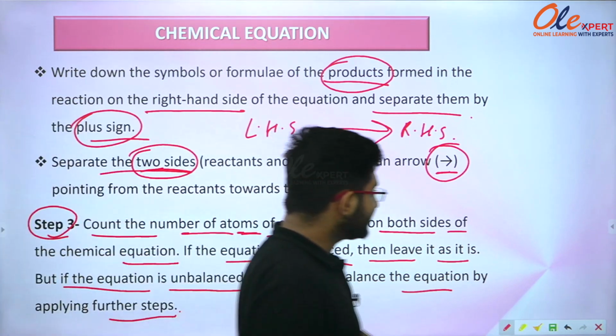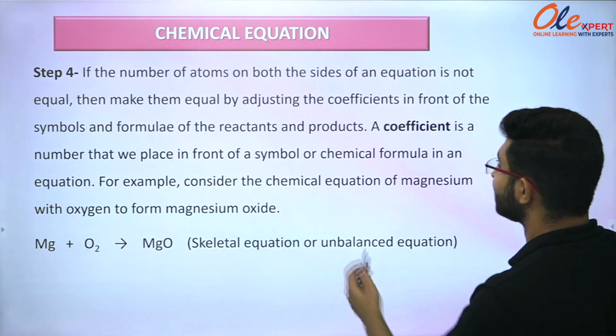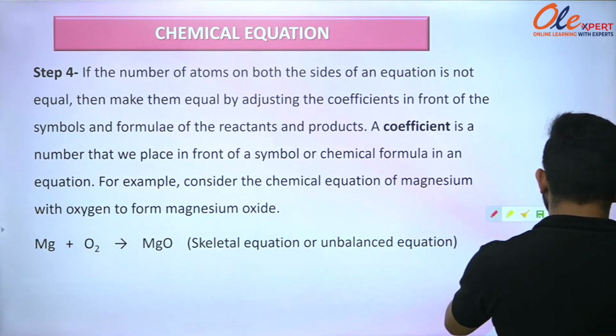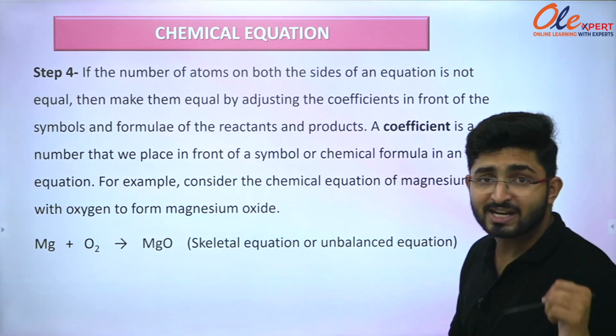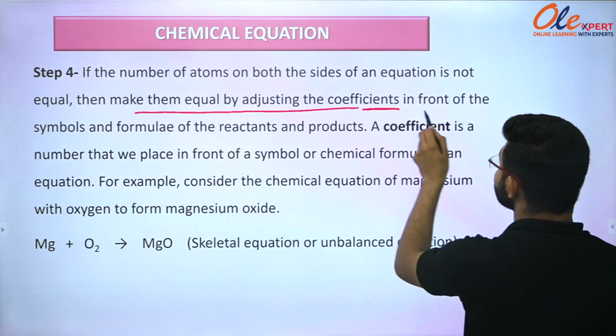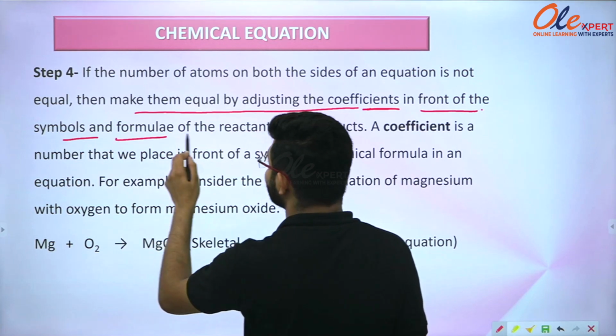Okay, so what are those steps? Step number 4 says that if the number of atoms on both sides are not equal, whenever the number of atoms are not equal on both sides of the equation, then make them equal by adjusting the coefficients in front of the symbols and formulae of the reactants.